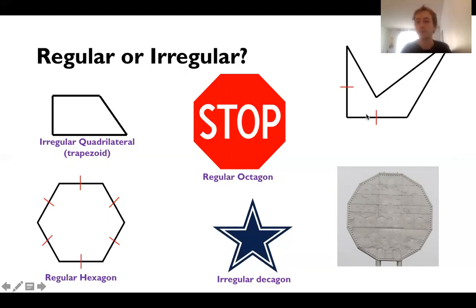This one, just because two sides are the same, not good enough. This is irregular because they all have to be the same for it to be considered regular, along with the angles. Don't forget. It's a pentagon because it's got 5 different sides.